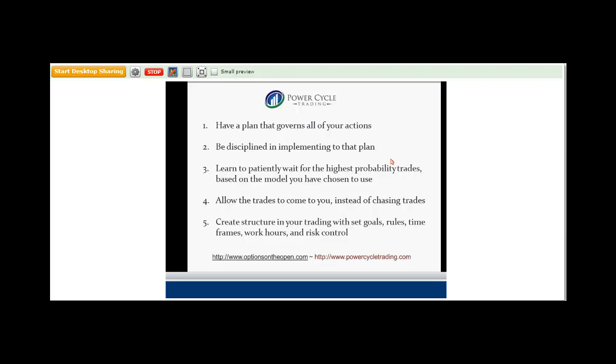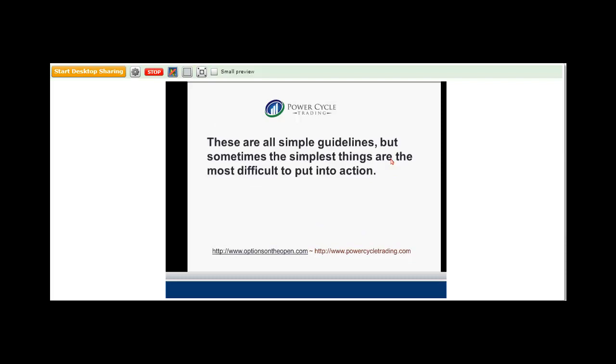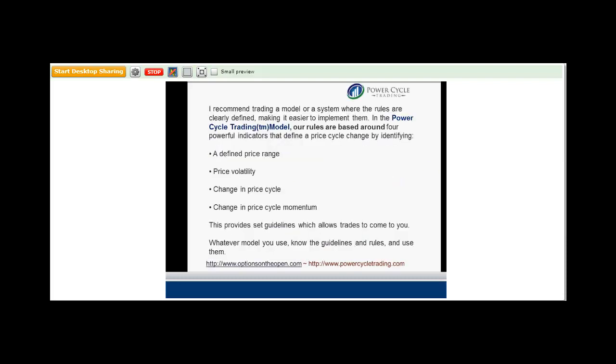So all this, treat it as a business, which it is, not as a hobby, not as something you do once a day or something. Be disciplined about it. These are all simple guidelines, but sometimes the simplest things are the most difficult to carry out or put into action. So what I recommend is you use a trading model if you have one, or some kind of system or methodology where the rules are clearly defined, and this makes it easier for you to implement them within your trading plan.